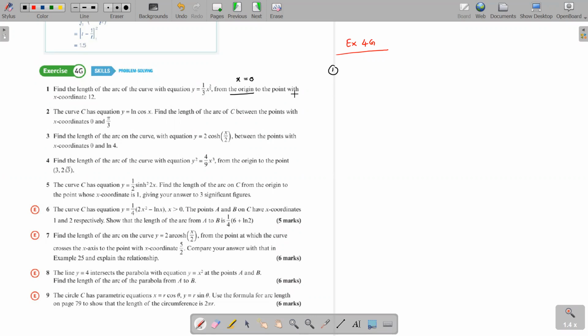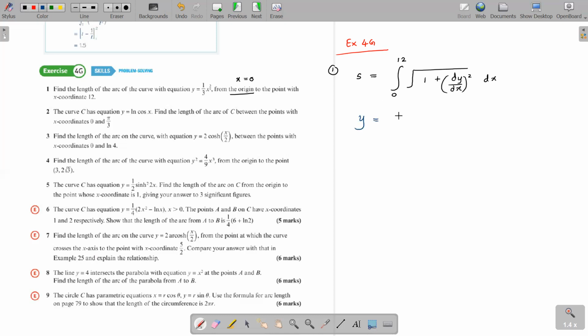So you don't need to draw it. You can understand what your limits are. So what is the arc length equation that we are going to use? S equals integration of the square root of 1 plus, what is the easiest one? I think it's easy for us to find dy by dx, right? So I will use dy by dx whole thing squared with respect to x. And the x limits are from the origin to the point with x coordinate 12. You understand?